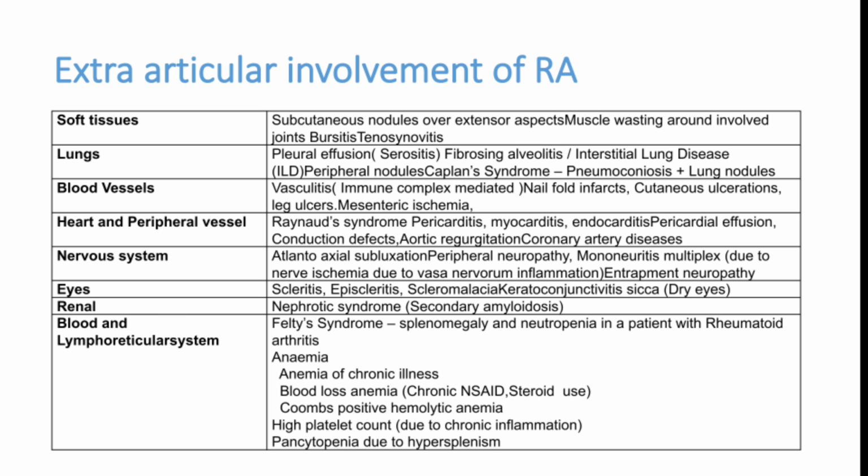Secondary amyloidosis can produce proteinuria and nephrotic syndrome. Blood: Felty syndrome, that is splenomegaly and neutropenia in a patient with rheumatoid arthritis. Anemia can occur in many patients. High platelet count is due to chronic inflammation. Pancytopenia due to hypersplenism. These are some of the common presentations that a patient can have.